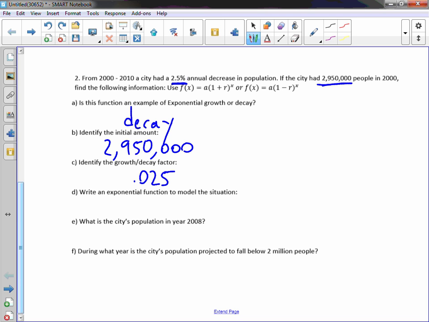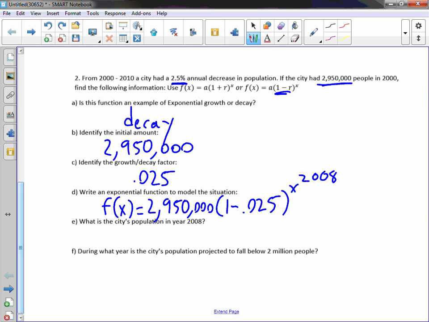We'll do f of x equals 2,950,000 times (1 minus 0.025) to the x. What is the city's population in the year 2008? Now I see a lot of people put 2008 in for x on this one. That is not how we do that.